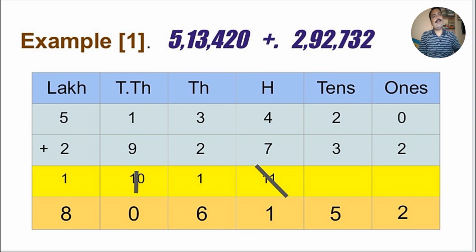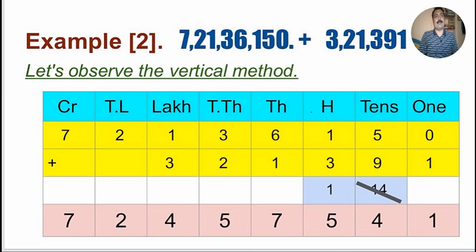After this we move towards the next example. Let's observe this next example in front of you. Here I am taking again 2 numbers. The reading of those 2 numbers: the first number is 7 crore 21 lakh 36,150, plus the second number 3 lakh 21,391.